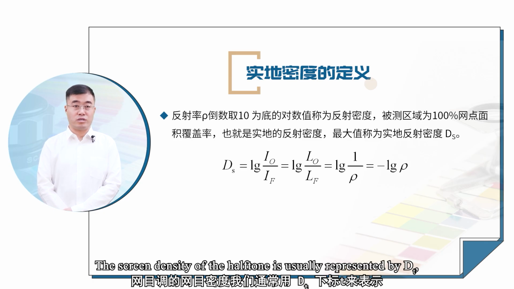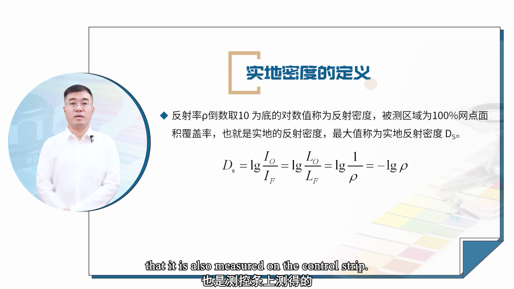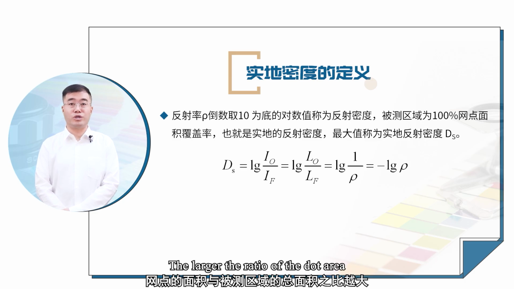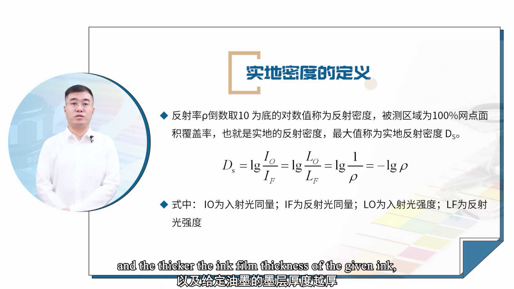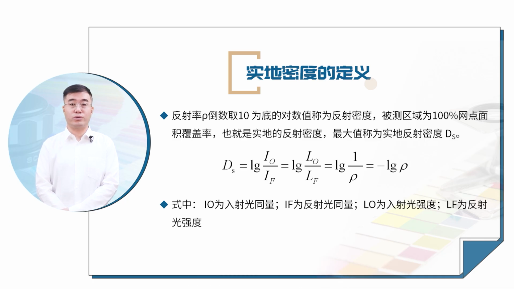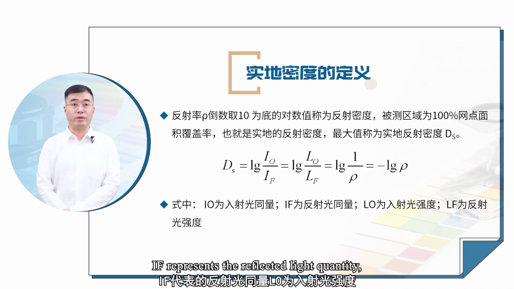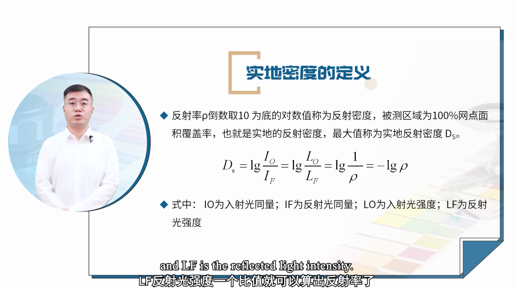The screen density of the halftone is usually represented by DT, and the subscript T represents that it is also measured on the control strip. The larger the ratio of the dot area to the total area of the measured area, and the thicker the ink film thickness of the given ink, the larger the measured screen density of the halftone will be. In the formula, IO represents the incident light quantity, IF represents the reflected light quantity, LO is the incident light intensity, and LF is the reflected light intensity. The reflectance can be calculated from such a ratio.